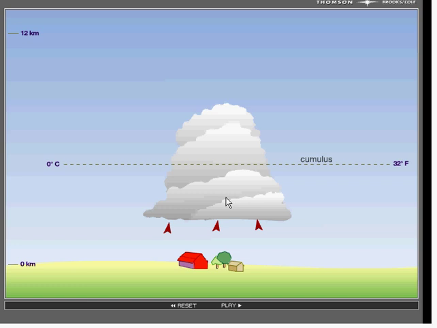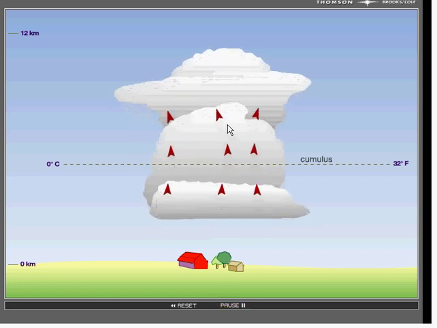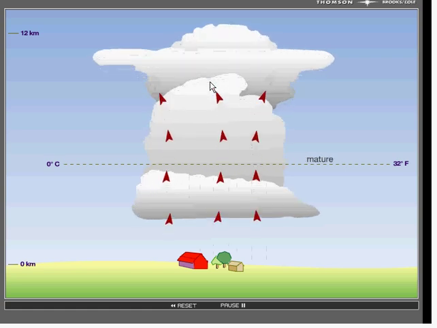The initial lifting might also be caused by two fronts colliding, or two air masses colliding, or an air mass coming in and hitting a mountain range. A variety of things could cause that initial lifting. But here, let me go ahead and play this. And we can see the development, the rising air, and the condensation occurring.